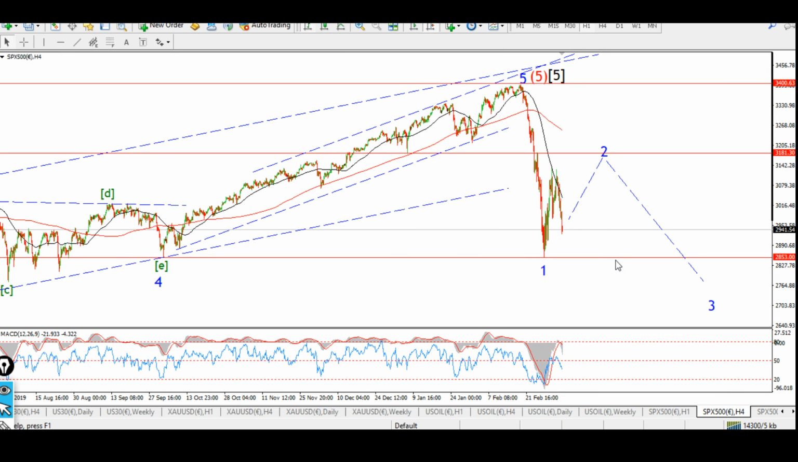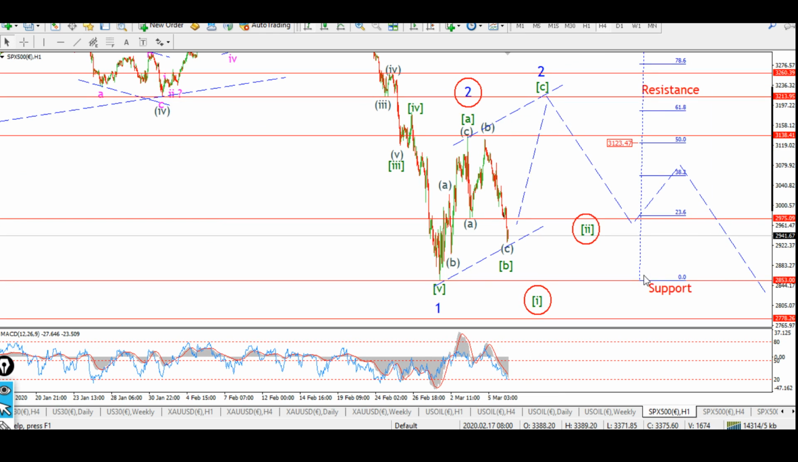Okay, the S&P, we're looking good so far as a possible B wave. So this goes wave 1 down in blue, just like the Dow. An ABC pattern in wave 2 should probably bring us up to about the 3,200 level again before falling into wave 3. The hourly chart looks like the same alternate count here.